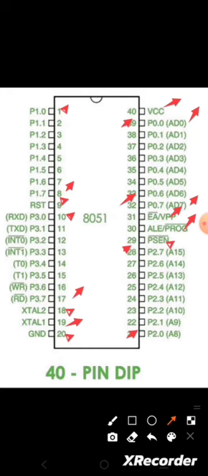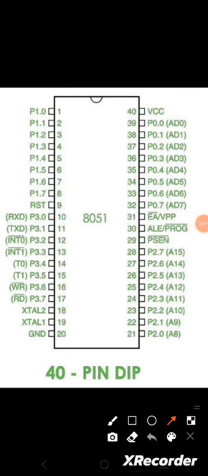So all the ports we can access as input as well as output. So here we see, among the 4 ports, except port 1, all the ports are multifunctional. That is, the pin number 1 to 8 represents the pins of port 1. So the port 1 can be used only as the input or output port, whereas while we consider the remaining 3 ports, that is the port 0, the port 2 and the port 3, all these 3 ports are multifunctional.